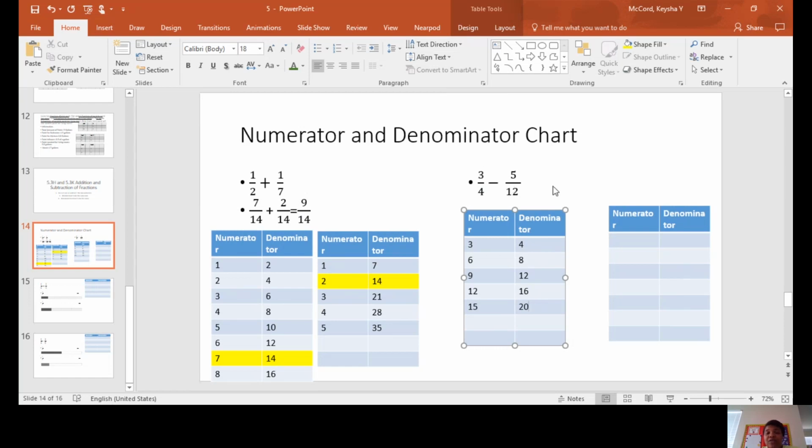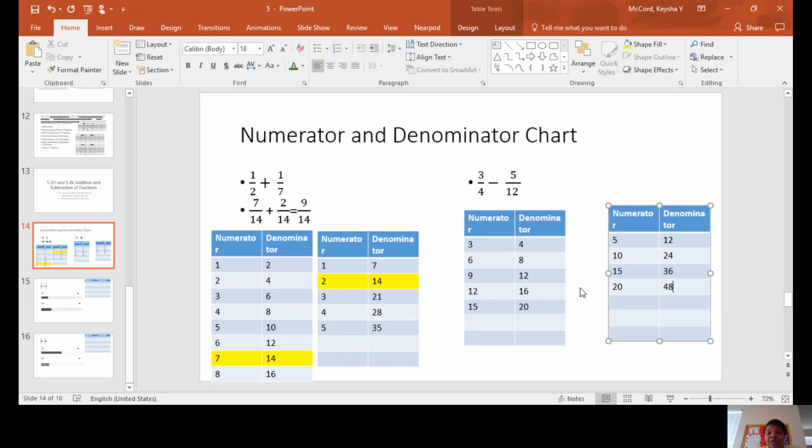I'm going to do the same thing again for 5/12. So I'm going to put the 5 in the numerator and the 12 in the denominator. Okay, so let's get started. I'm going to skip count by 5s, and then I'm going to skip count by 12s, and I'm going to form my new fractions. So 5, 10, 15, 20. And then I'm going to skip count by 12s. So 5 twelfths, 10 twenty-fourths, 15 thirty-sixths, and 20 forty-eighths.